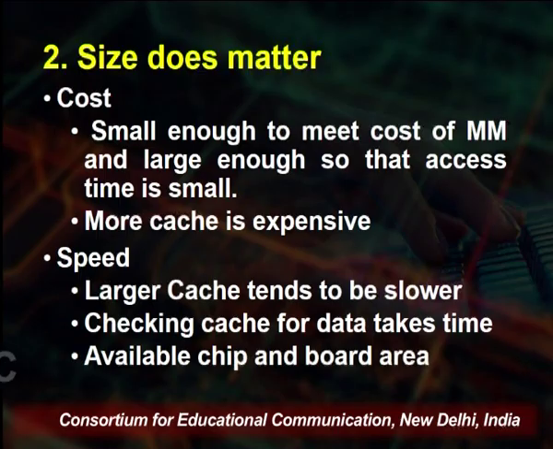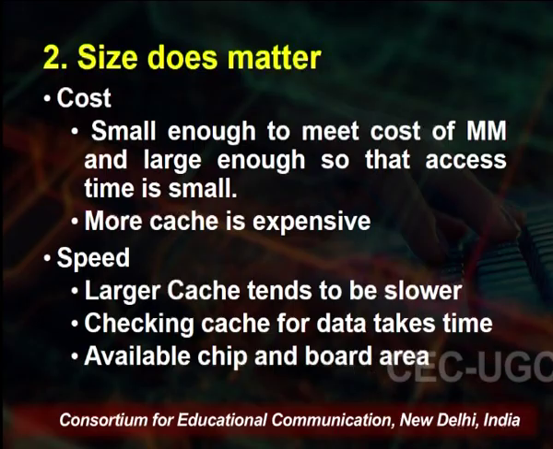Looking at the size, there is no fixed size, there is no optimal size. It depends on what we are looking at. There is always a way of weighing what is most important to us, which I have discussed earlier. Is it the cost? Is it the speed? When we look at the cost, we know that cache is small enough to meet the cost of the main memory, but large enough so we can have the access time reduced. So, the more the cache, automatically the cost increases.